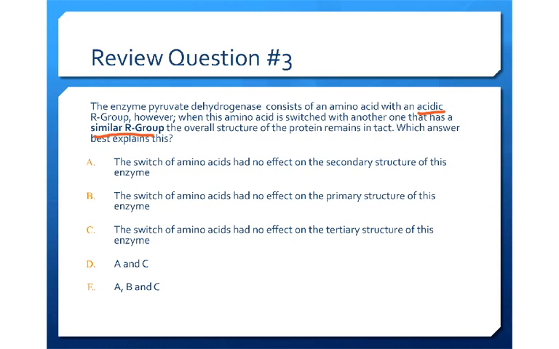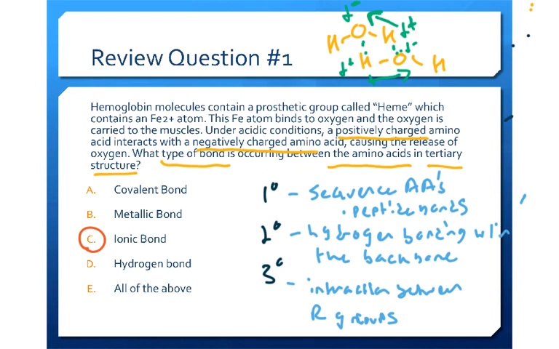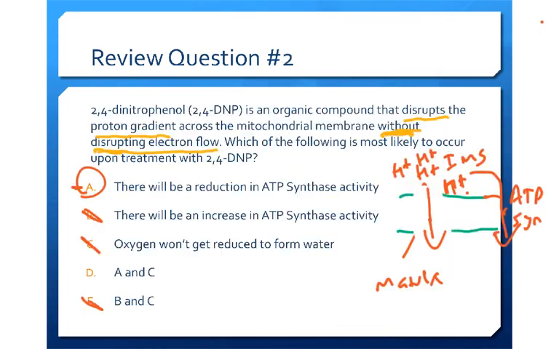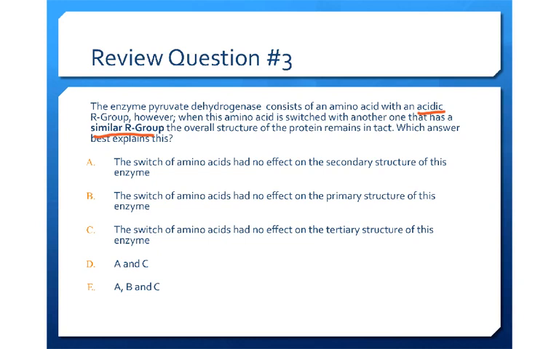So A says the switch of the amino acids had no effect on the secondary structure of this enzyme. Well, what's secondary structure? If we go back 2 slides, secondary structure is hydrogen bonding within the backbone. Hydrogen bonding is not dependent on R group. So we could have changed the amino acid for a completely different amino acid, and we would still have no effect on secondary structure because it's just hydrogen bonding between the backbone. And if you recall, every amino acid has the same exact backbone. So A is true.